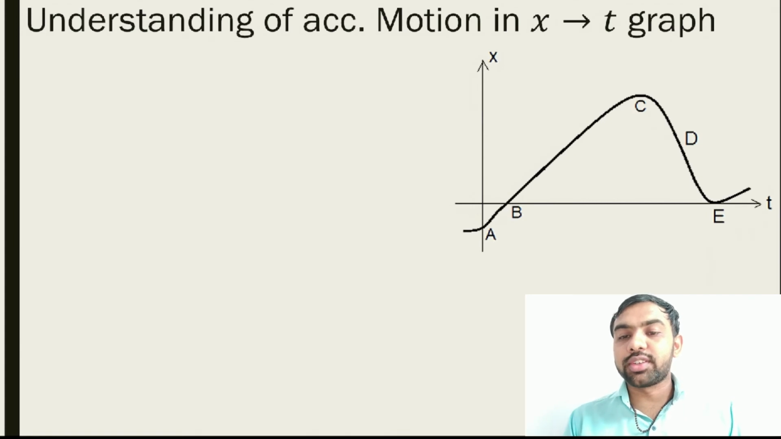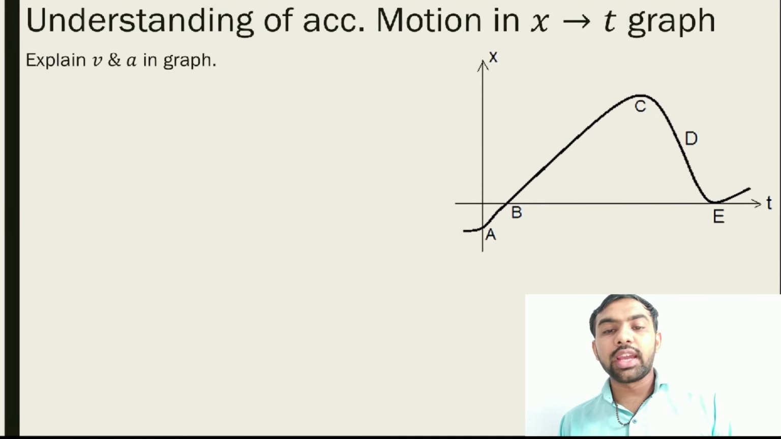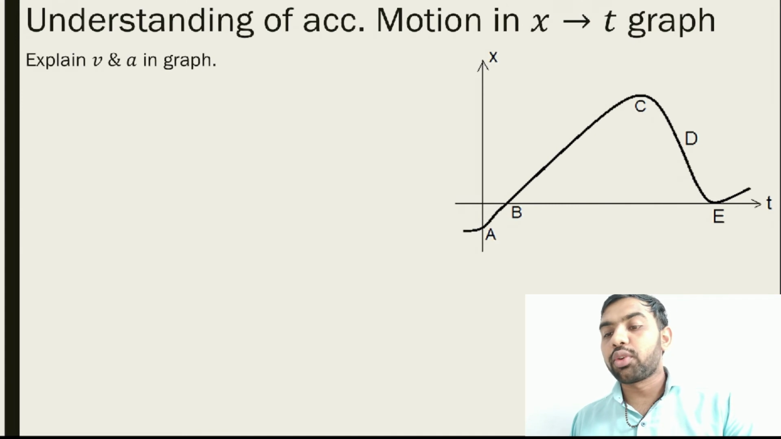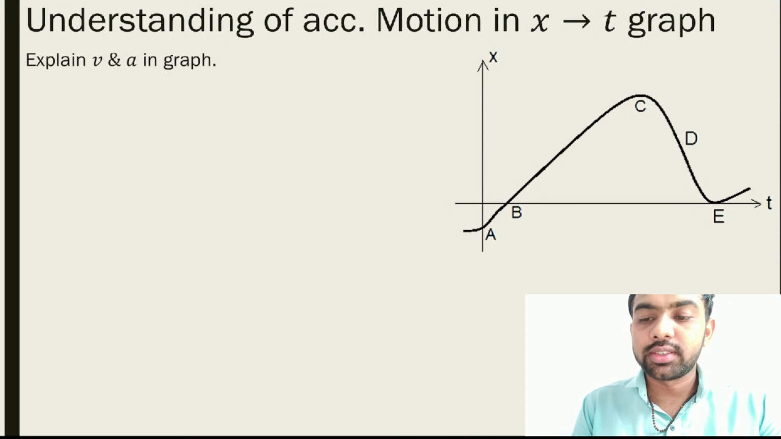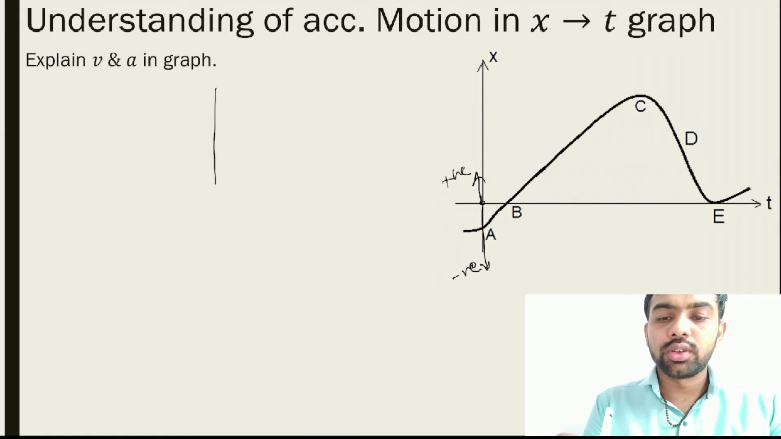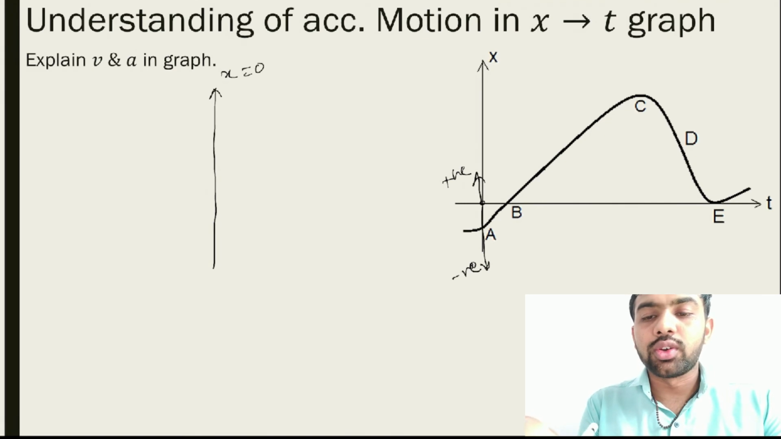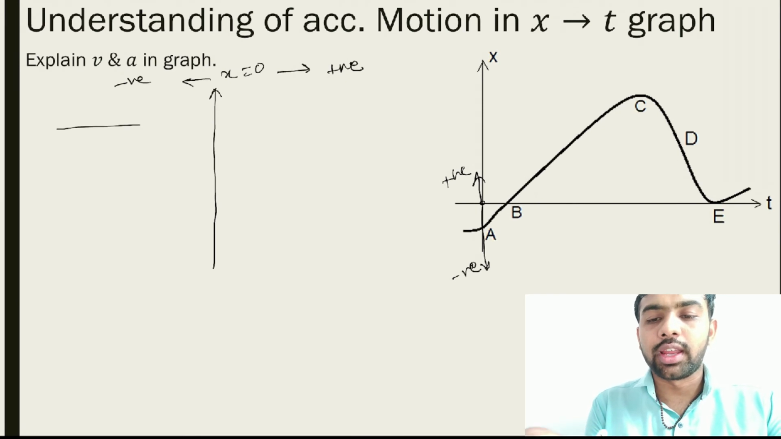Let's see understanding of accelerating motion in an x versus t graph. Here in this graph we understand v and a and x also. Again 5 points are given to us, A B C D E. Let's consider this one is the positive x axis, 0, positive, downward side negative. Here also consider that x is equal to 0. In this direction positive, in this direction negative, and draw this one line.